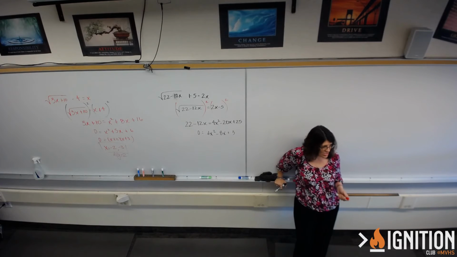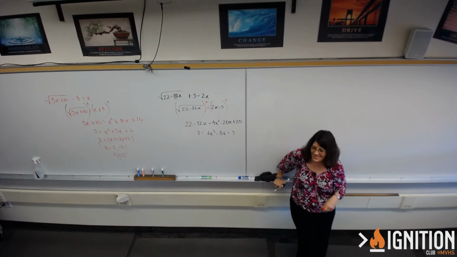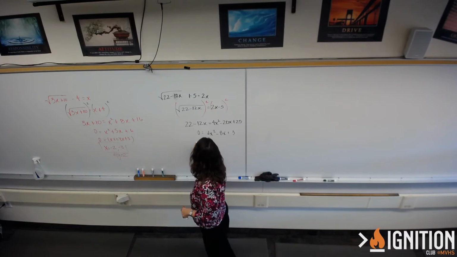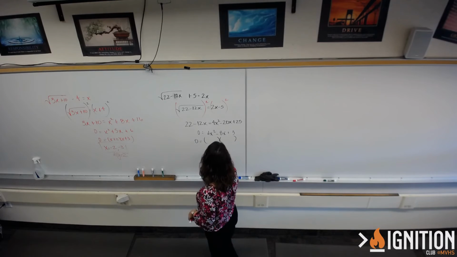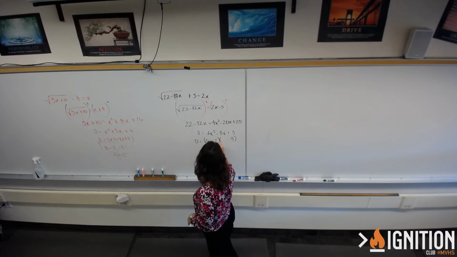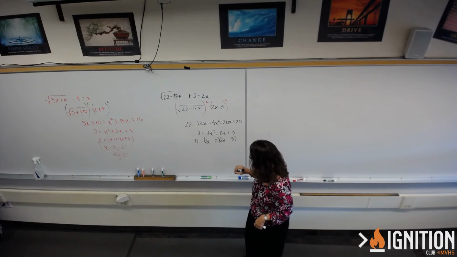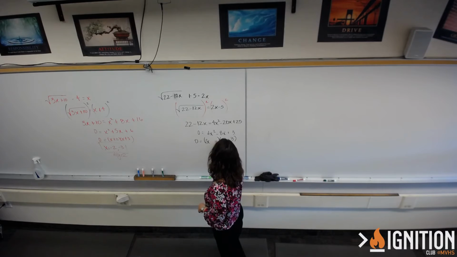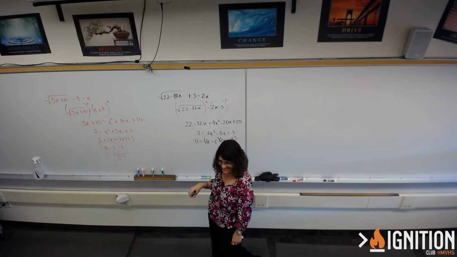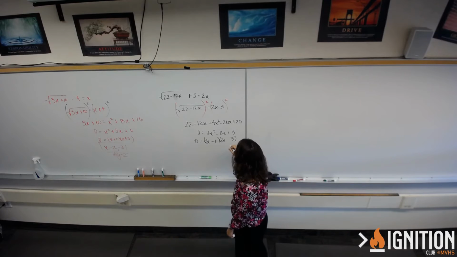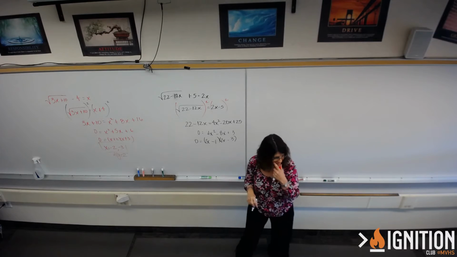12. 6 and 8? No. 6 and 2? Wow, middle term. I was just trying to factor it out. 6 and 2. No, that's not right. 2x minus 1, 2x minus 3. Thank you.